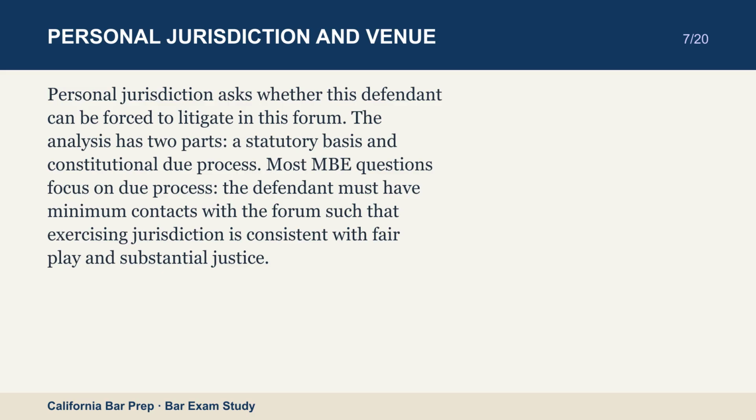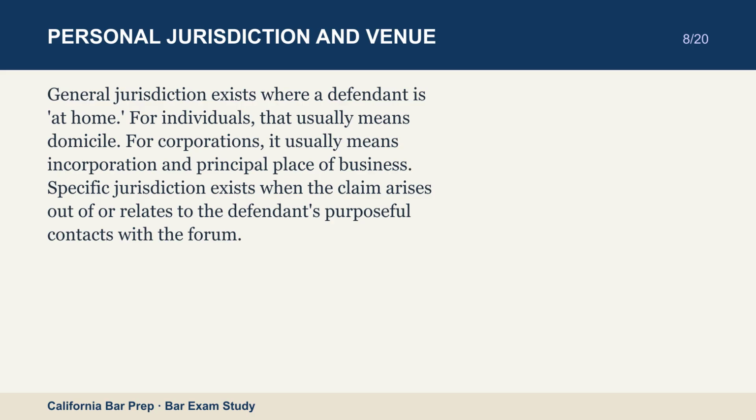Personal jurisdiction asks whether this defendant can be forced to litigate in this forum. The analysis has two parts: a statutory basis and constitutional due process. Most MBE questions focus on due process. The defendant must have minimum contacts with the forum such that exercising jurisdiction is consistent with fair play and substantial justice. General jurisdiction exists where a defendant is at home. For individuals, that usually means domicile. For corporations, it usually means incorporation and principal place of business. Specific jurisdiction exists when the claim arises out of or relates to the defendant's purposeful contacts with the forum.